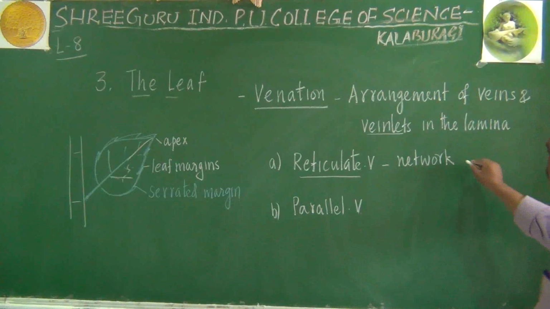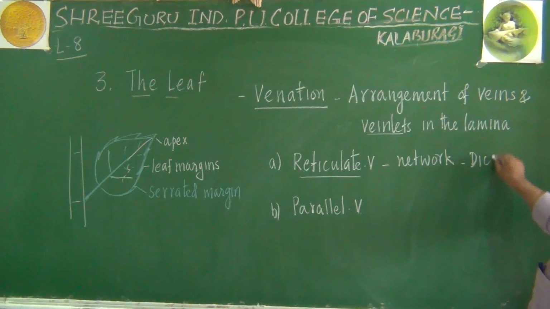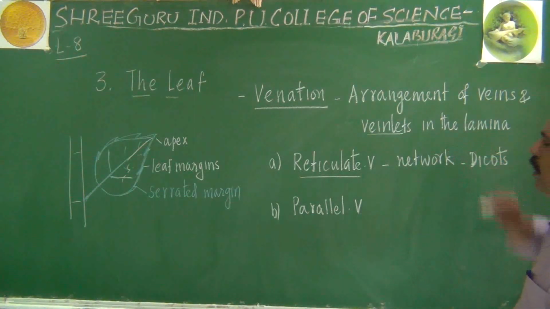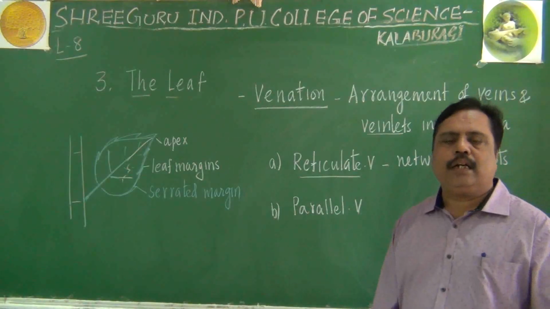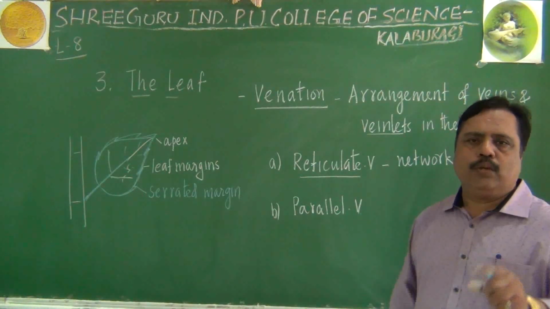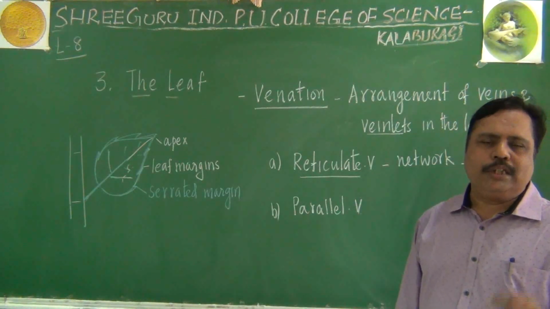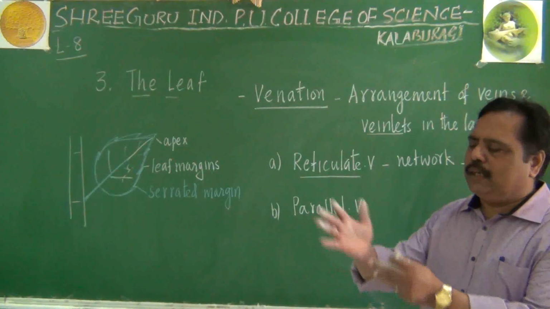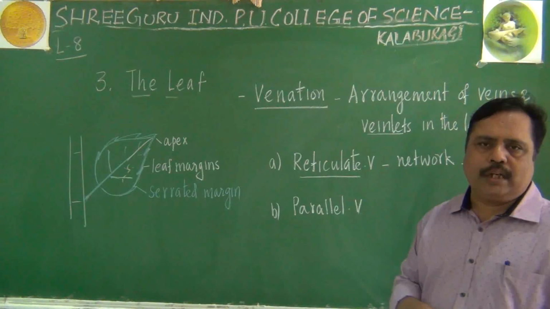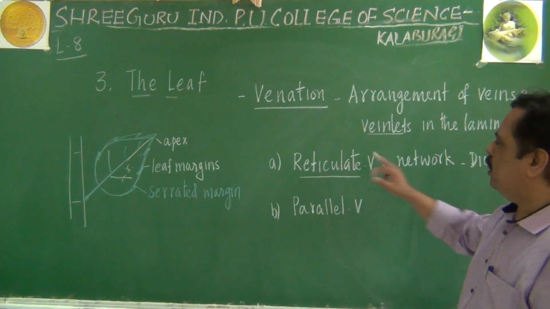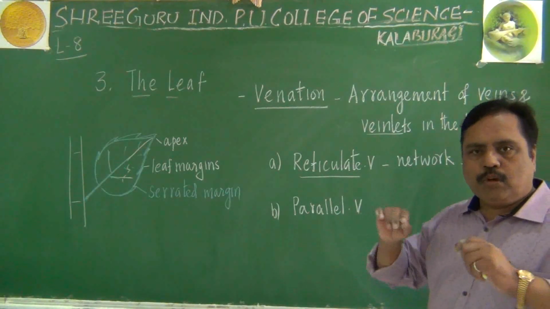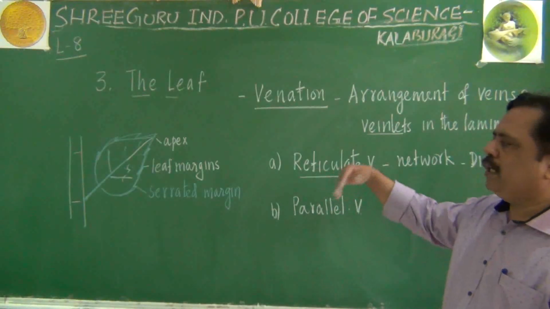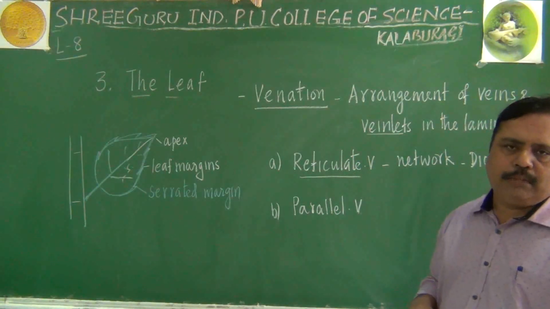Generally, almost all the dicots exhibit reticulate venation. Dicot plants mainly exhibit reticulate venation. What is meant by reticulate? Network-like. So veins and veinlets are arranged in a network-like manner. That is called reticulate venation. They will be more efficient in supplying water and minerals to the lamina.